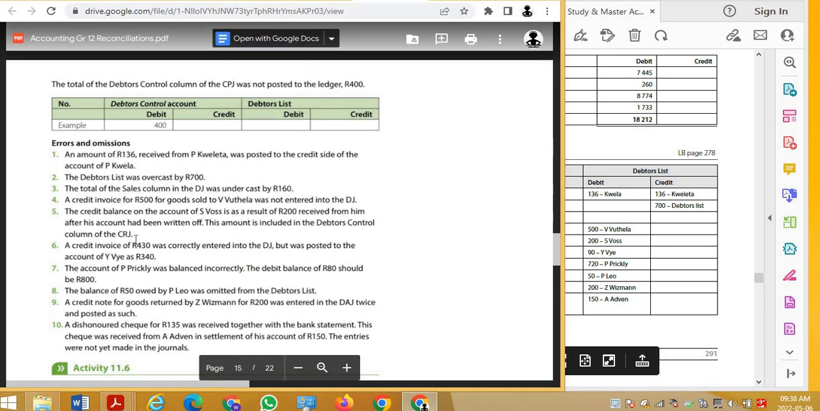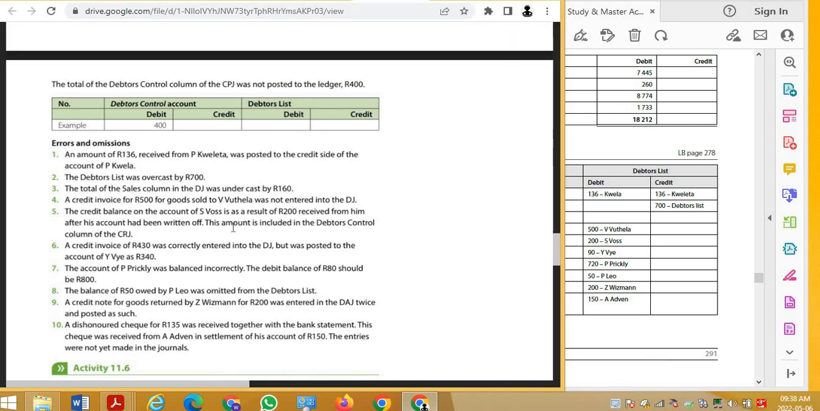Number 5, a credit balance on the account of SFOS is as a result of 200 Rand received from him after his account had been written off. This is the last transaction in the previous question again. Right? Once again, somebody's come back with their conscience. We've already written them off. They are bad debt. We don't want them here. But then they came into the store anyway and gave us 200 Rand.